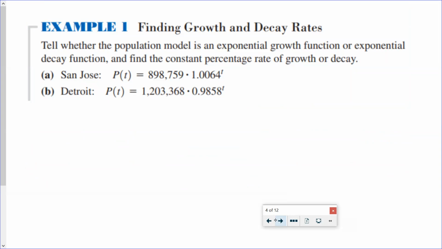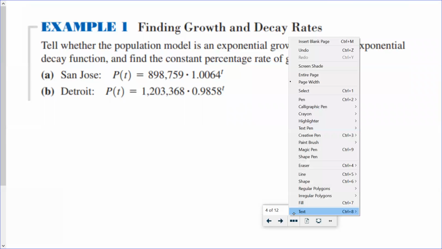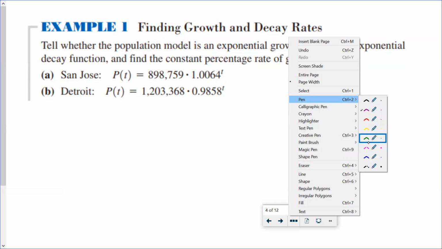All right, so here what we have are 2 population models represented as exponential growth or decay. One is for San Jose and one is for Detroit. And what we need to do is figure out, does it represent growth or does it represent decay? And then find the percentage rate, whether it's growth or decay. All right, so to do that, let's just look at A. I'm going to do A for you, and then I'll let you look at B.